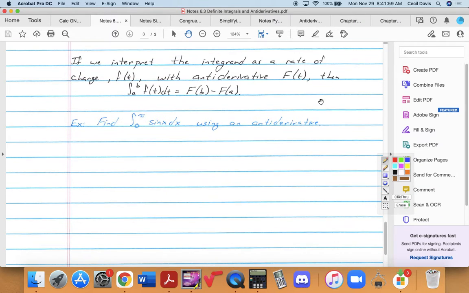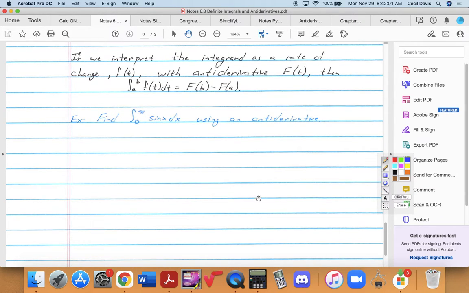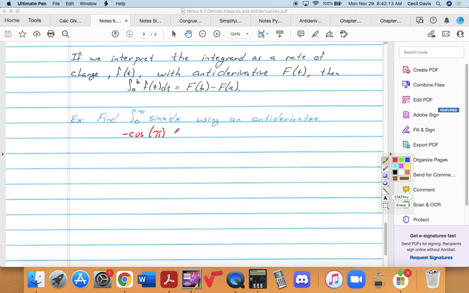So, let's do this using an antiderivative. What can I take the derivative of and get sine? Negative cosine. Right, so this would be negative cosine at pi minus negative cosine at 0. Cosine at pi is negative 1, so that's 1, plus cosine at 0 is 1, that's 2.